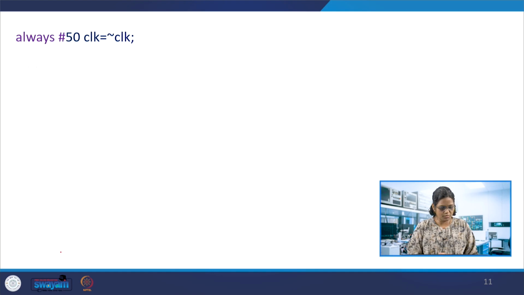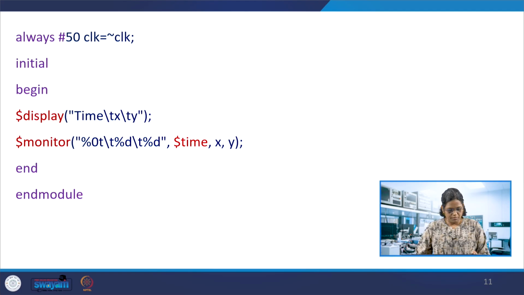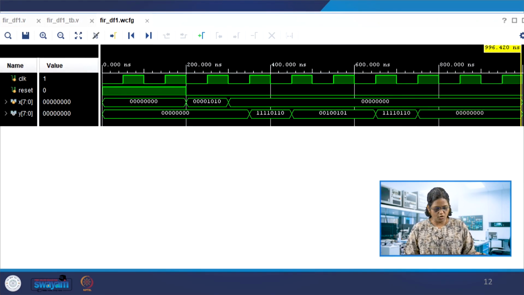So, let us see the response first. Anyway, clock is required, #50 as we do in all other codes, clock is equal to not clock, and display the contents x and y, input and output with respect to time, using $display and $monitor. So, this is the test bench which is showing the output here.